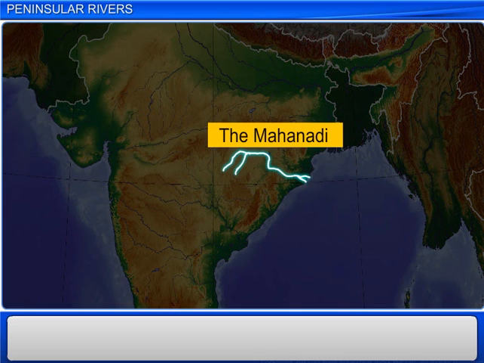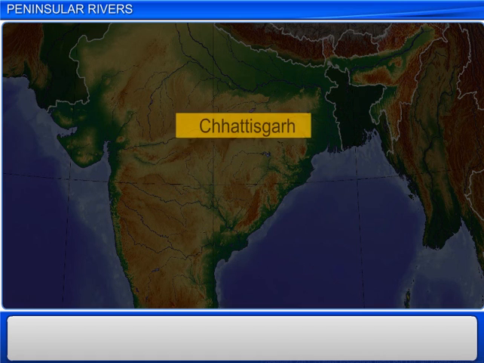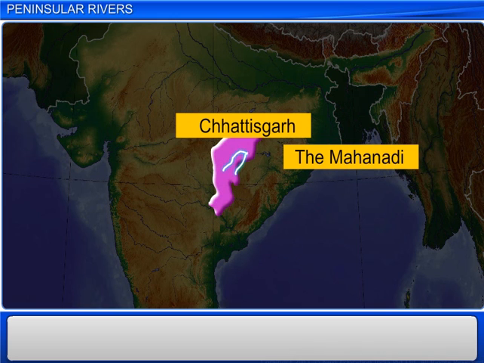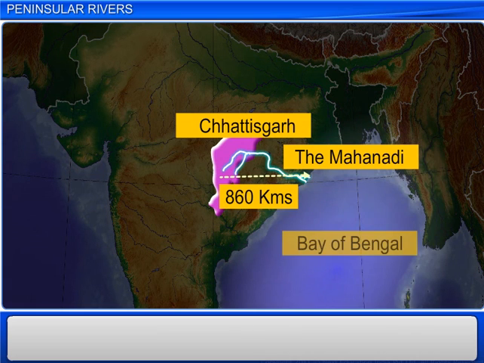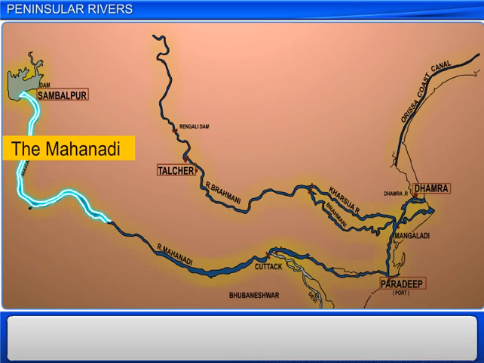The Mahanadi River is approximately half the size of the Godavari. It originates from the state of Chhattisgarh and covers a distance of about 860 kilometers to drain into the Bay of Bengal. The notable feature of the Mahanadi is that it runs parallel to the river Brahmani.